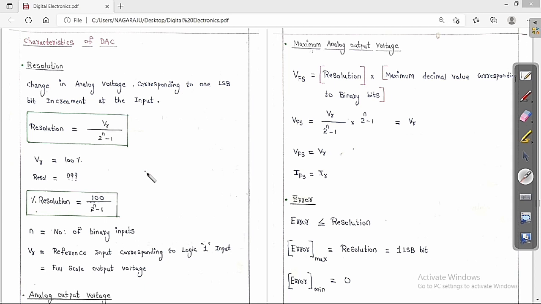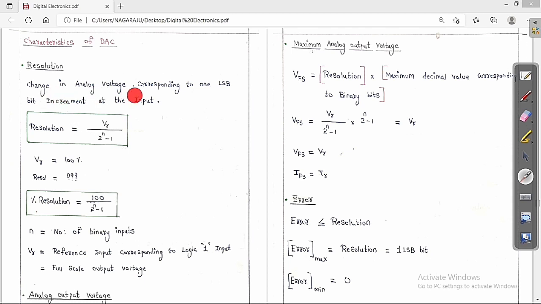Now we are going to learn about the DAC resolutions. So what is the DAC resolution? If you see clearly, they already mentioned: whenever there is a 1 LSB bit increment in the input, the change in the output analog voltage is called the resolution. So resolution is equal to VR by 2 to the power of n minus 1.